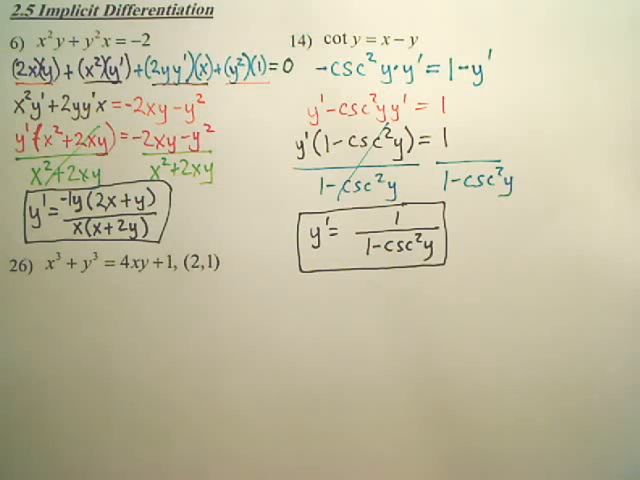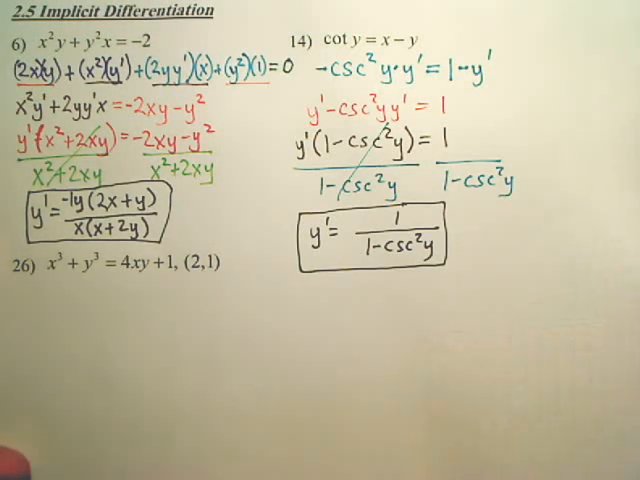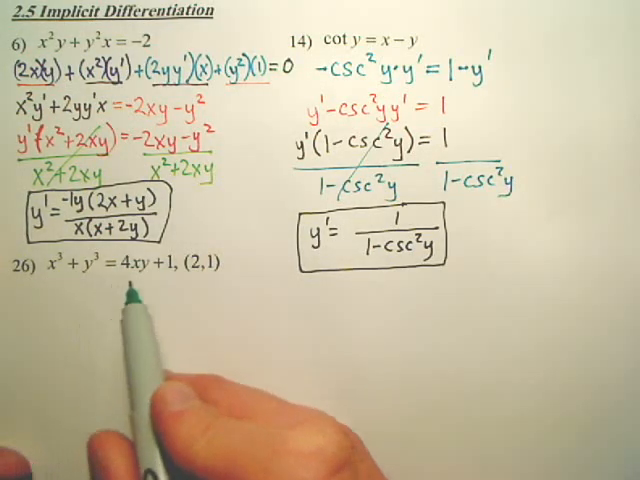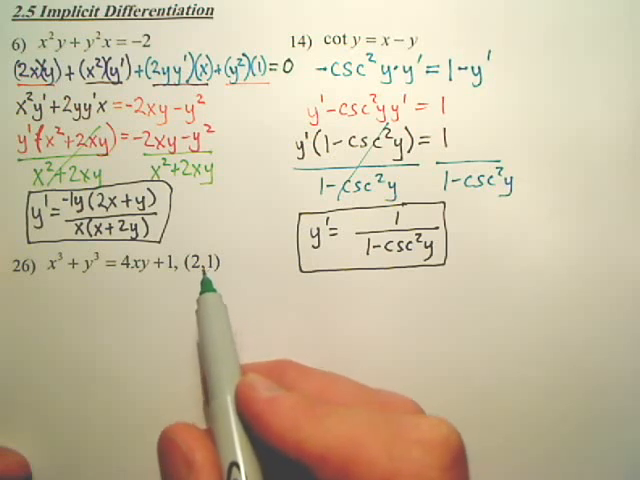Okay, number 26. If I want to do this one right here on number 26, what we're going to do, derive everything where it's at, and then we're going to plug in 2, 1, and find, basically it's saying find the derivative at 2, 1.